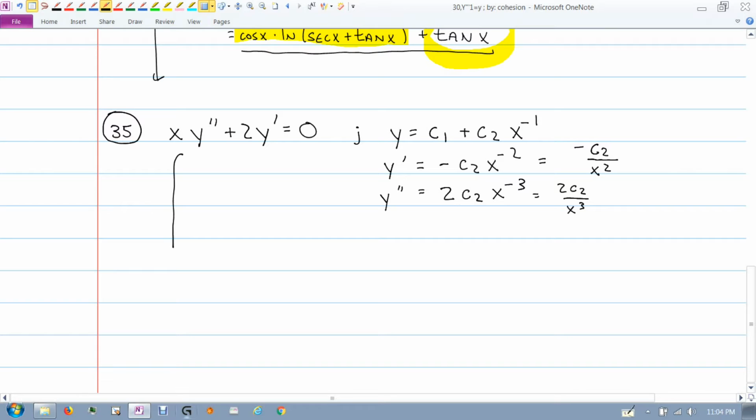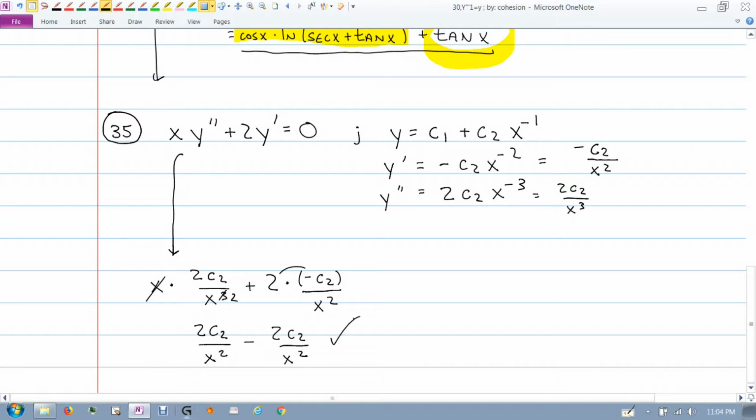So let's go ahead and plug in here. If we take x and multiply it times 2 c sub 2 over x cubed, add that to 2 times y prime, which is negative c sub 2 over x squared, do we get 0? Well, this x cancels in there, we get 2 c sub 2 over x squared, and then that negative pops out, we make this a minus 2 c sub 2 over x squared, and yes, check, that adds up to be 0. Alright, this isn't so bad right now.